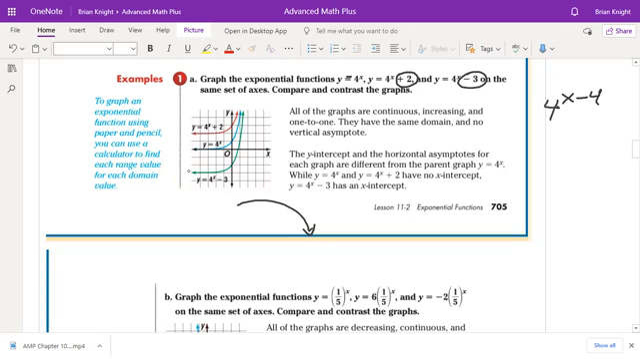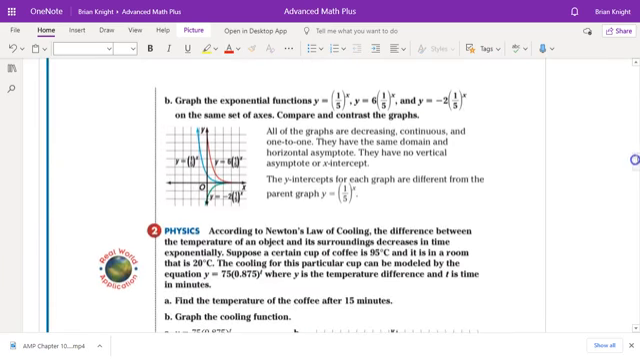Long story short, you can't always just put these in your calculator and graph them and get the x and y table from your calculator. So that's all we have to do. I do want to see your x and y, yes. But you can get it from the calculator is what I'm saying. I do want to see your x, y table and your graph.